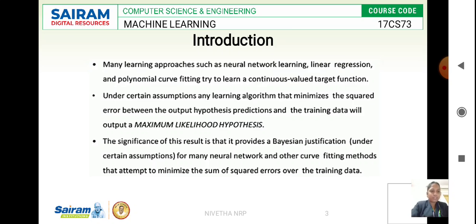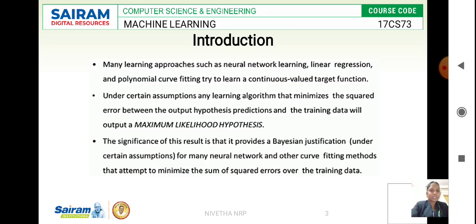We'll discuss that. First, we'll see what the maximum likelihood hypothesis is. What is the likelihood hypothesis? The likelihood hypothesis is nothing but the expected hypothesis to occur. For example, when I toss a coin, I expect the result of the tossed coin to be a head. That is my likelihood hypothesis. The probability of the occurrence of the expected output, you call it the likelihood hypothesis.